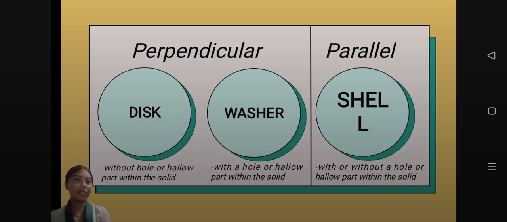In assigning rectangular elements in the area that are parallel to the axis of revolution, we can use the shell method, which can be used whether there is or there is no hole or hollow part within the solid.